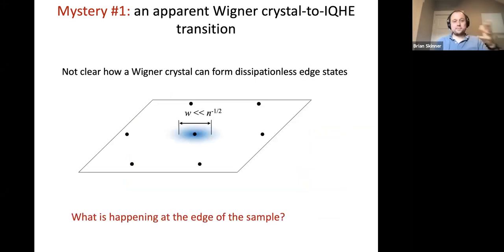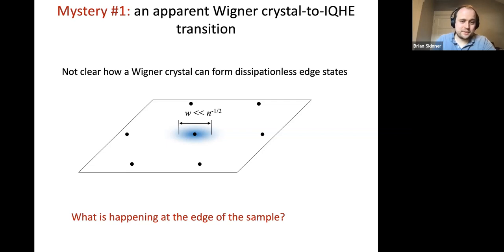If you think about the bulk as a Wigner crystal, it's not at all clear how a Wigner crystal should form quantum Hall edge states. In this picture that I told you, every electron is a harmonic oscillator localized in a trap created by its neighbors. If I turn on a magnetic field, it should only constrict that wave function and make it more localized. And it's not at all clear how you get quantum Hall edge states emerging from this picture.